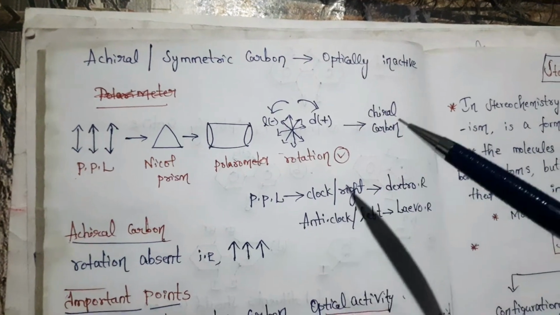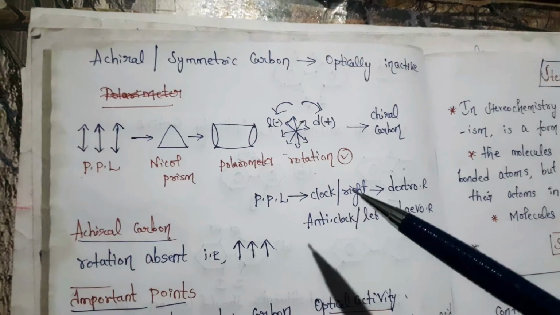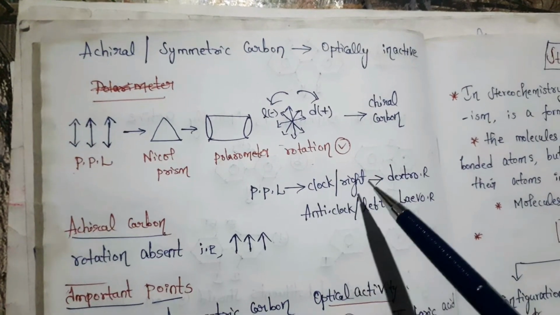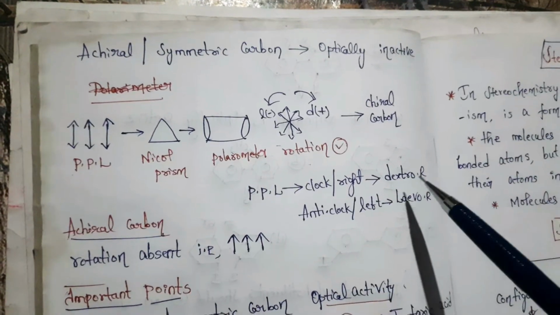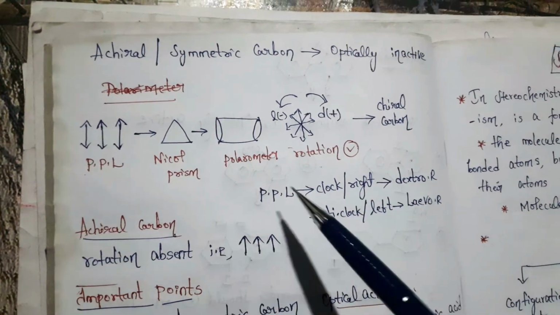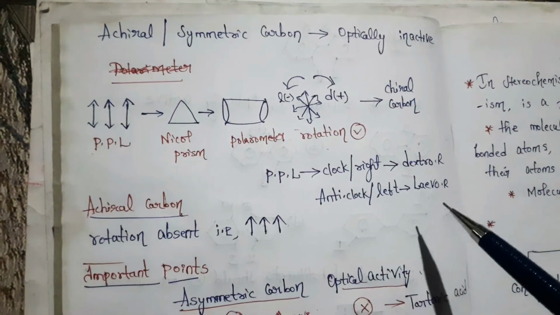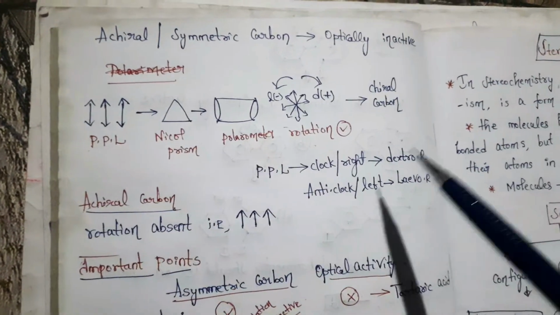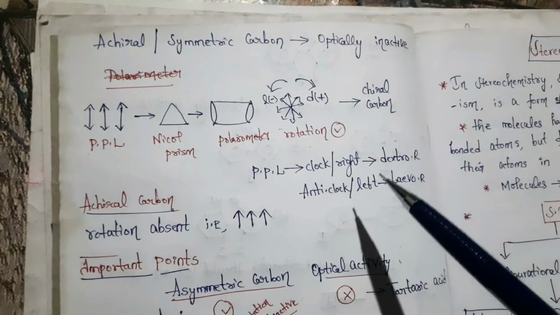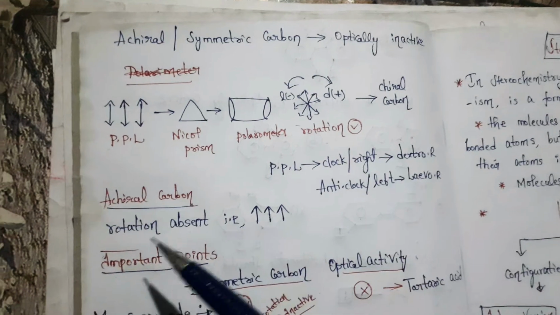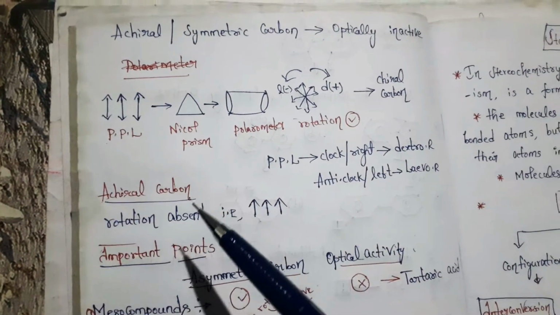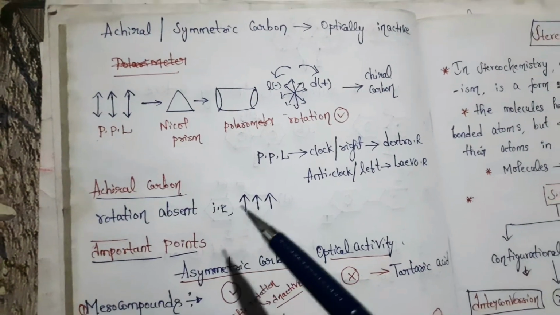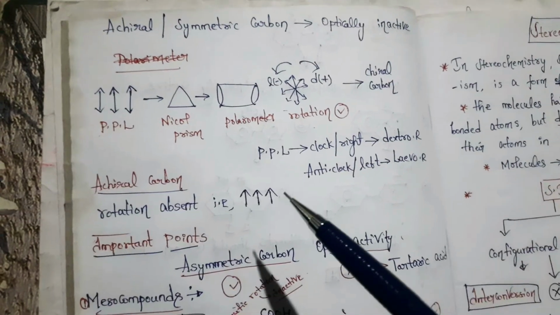That rotation may be either in the clockwise direction, like this, towards the right side. Clockwise direction or right side is dextrorotatory. If it is towards the left side or anti-clockwise direction, that is levorotatory. This happens only in the case of chiral carbons or asymmetric carbons. If we take an achiral carbon or symmetric carbon, then we do not come across any rotation; rotation is absent.